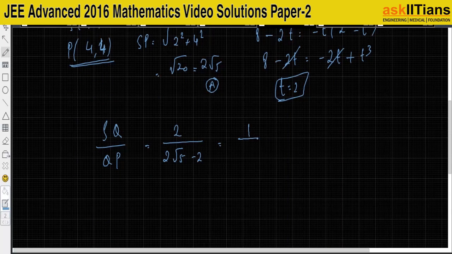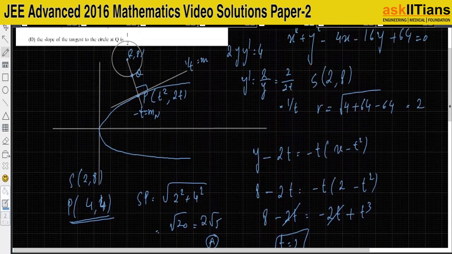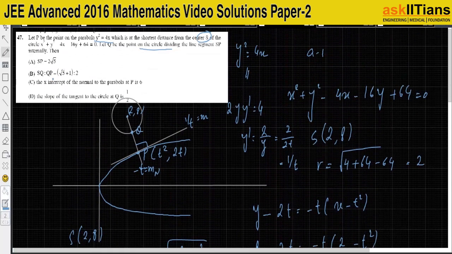So this will come out to be 1 by root 5 minus 1, and if I rationalize this, multiplying by root 5 plus 1, I'll get root 5 plus 1 divided by 5 minus 1, this will be 4. Okay, so this will be the ratio. What is given in the options is root 5 plus 1 is to 2, right? So that will not be the correct option. Root 5 plus 1 is to 4 is the correct option. So this is wrong, this is correct.